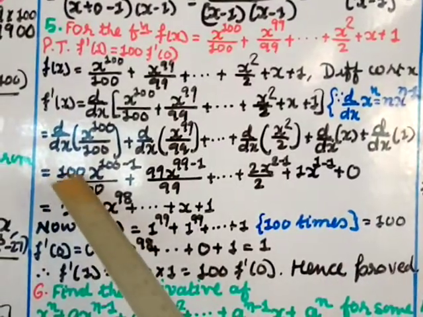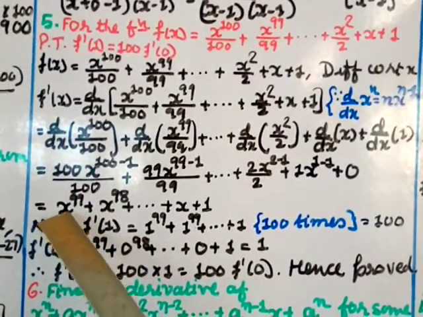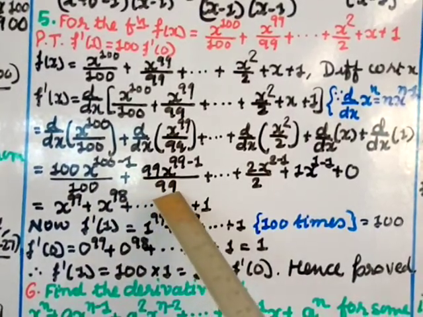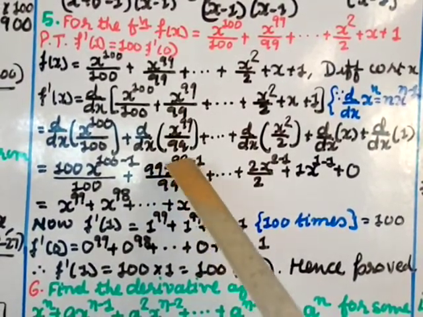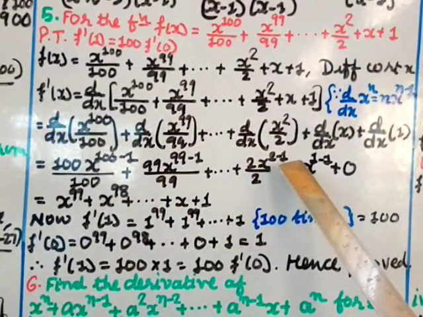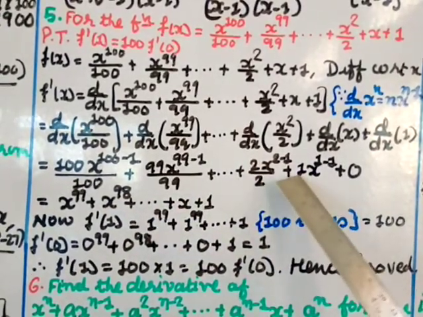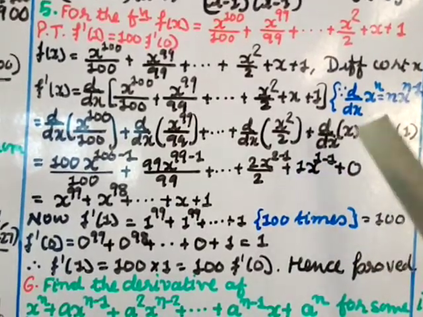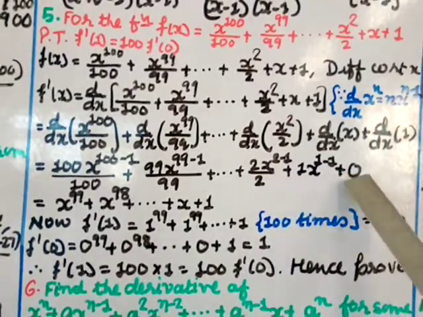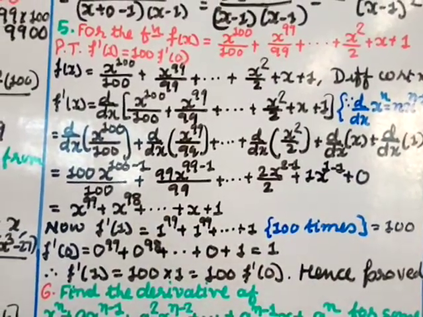Okay, now 100 times, so you get x power 100 minus 1, that is 99, plus 99 times, so x power 99 minus 1 gives you 98, plus up to plus 2 times x power 2 minus 1 gives you x, plus 1 into x power 1 minus 1, that is x power 0, which is 1. So you will get 1 here, and the last term is already 0. Now this is f dash x.